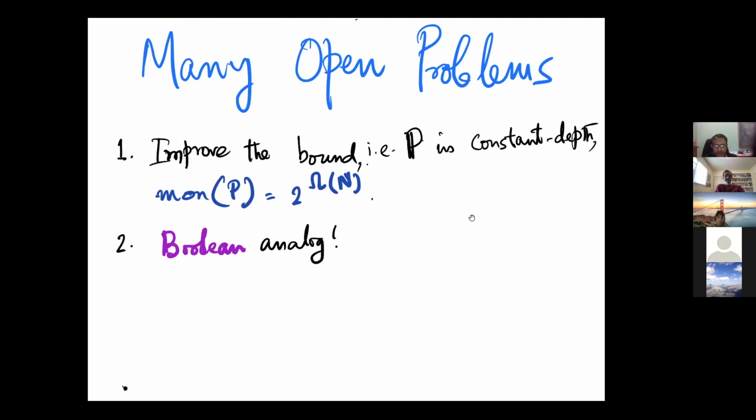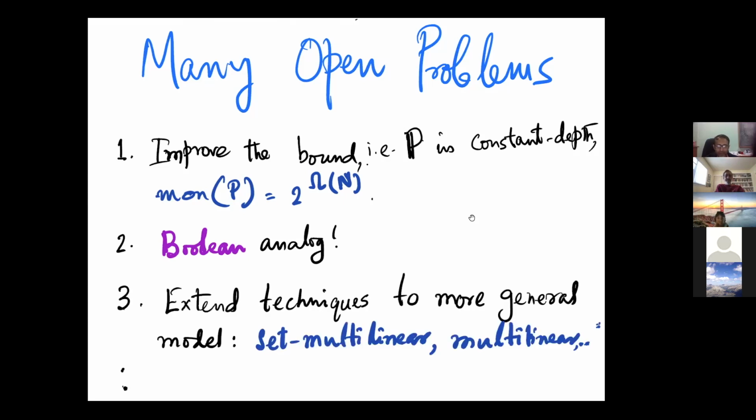The other thing would be the Boolean analog of this. Can you prove the analogous theorem in the Boolean setting? Can you find a monotone Boolean function that can be computed in constant depth AC0, but which requires exponential monotone circuit size? In fact, even exponential monotone formula size, we don't know. This should be approachable from a communication complexity style of argument. And finally, I didn't have the time to show you the lower bound techniques.